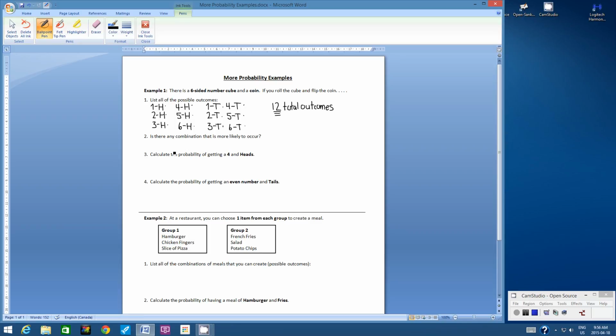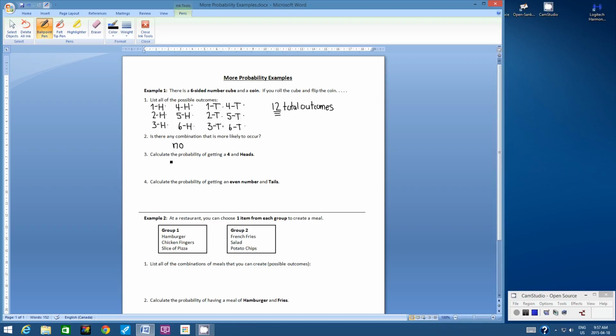All right, let's go on to question 2. Is there any combination that is more likely to occur? In other words, look at all of these outcomes. Do any of these outcomes occur more than once? It doesn't look like it, okay? So if they're all equally likely, then the answer is no. There is no combination that is more likely to occur. You have the exact same chance of getting a 1 heads as you are a 3 tails.